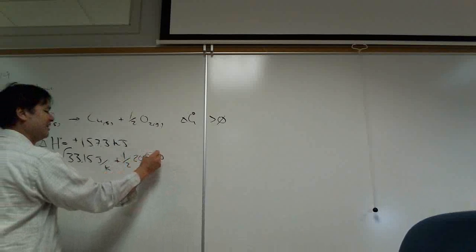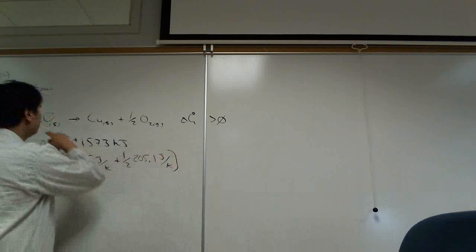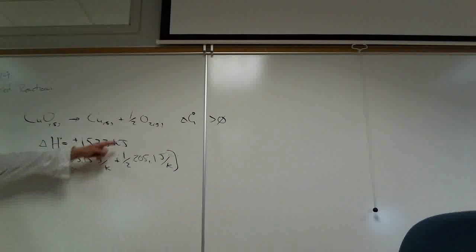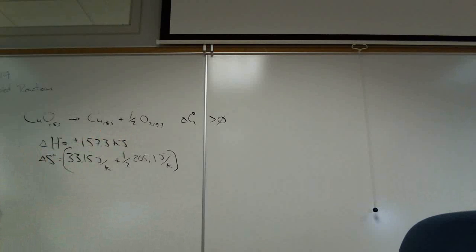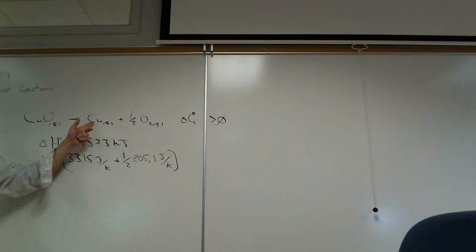205.1 joules per Kelvin. And the entropy of this, we expected this to be on the order of 200 plus, right? Is this typical for gases? So, this one, what do you expect? A higher entropy than Cu or lower entropy than Cu? A higher entropy than Cu.